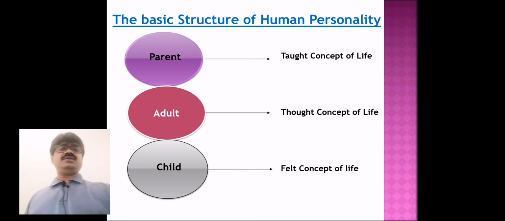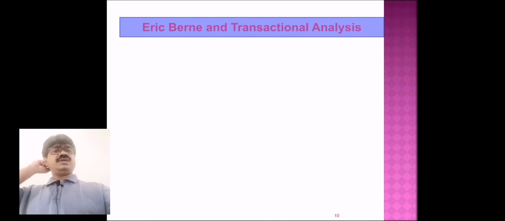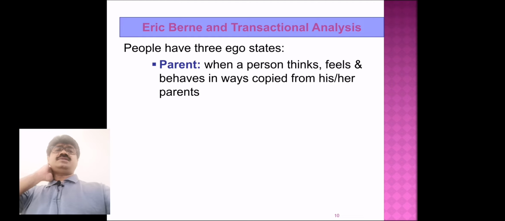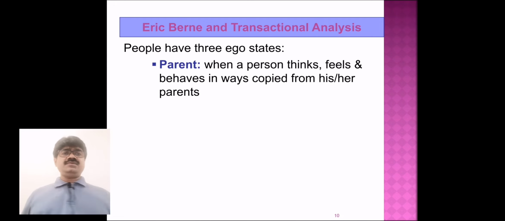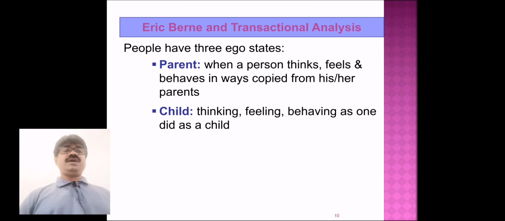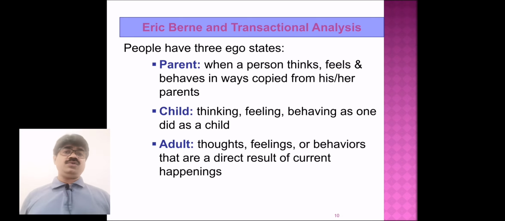So these are the three states. Now let's have a look at Eric Berne. Eric Berne said there are three ego states. Parent: when a person thinks, feels and behaves in the way copied from his parents and sometimes teachers too. Next you have the child ego, thinking, feeling, behaving as one did as a child. And third is the adult ego state, the thoughts, feelings or behavior that are a direct result of current happenings, according to your current age. When you behave according to your current age like a grown-up person, then you are in your adult ego state.